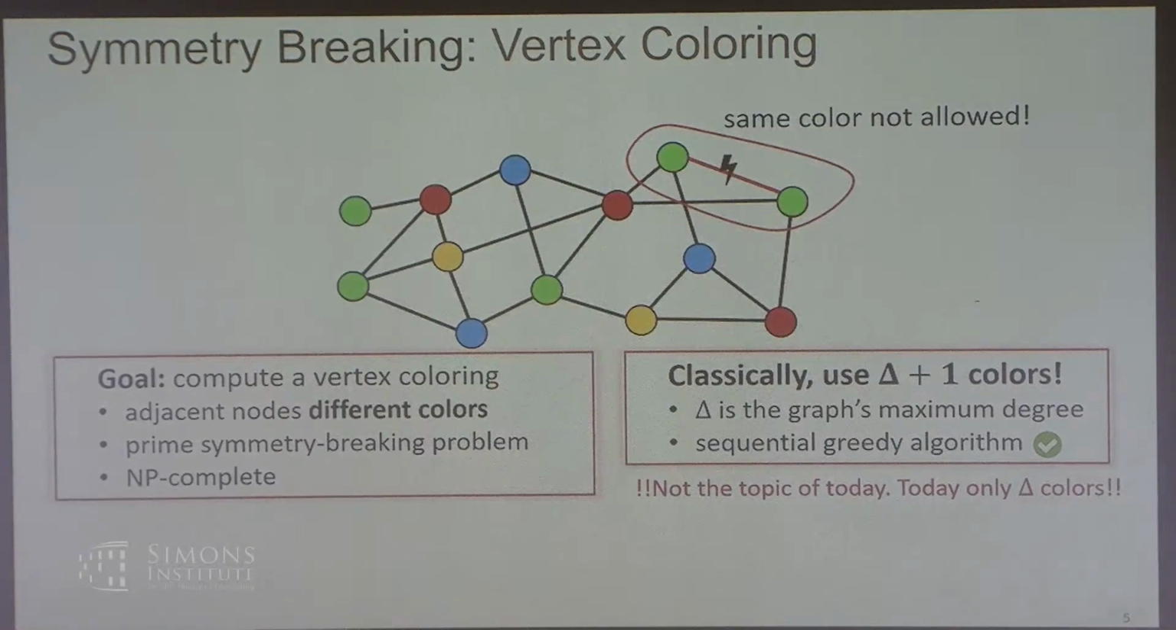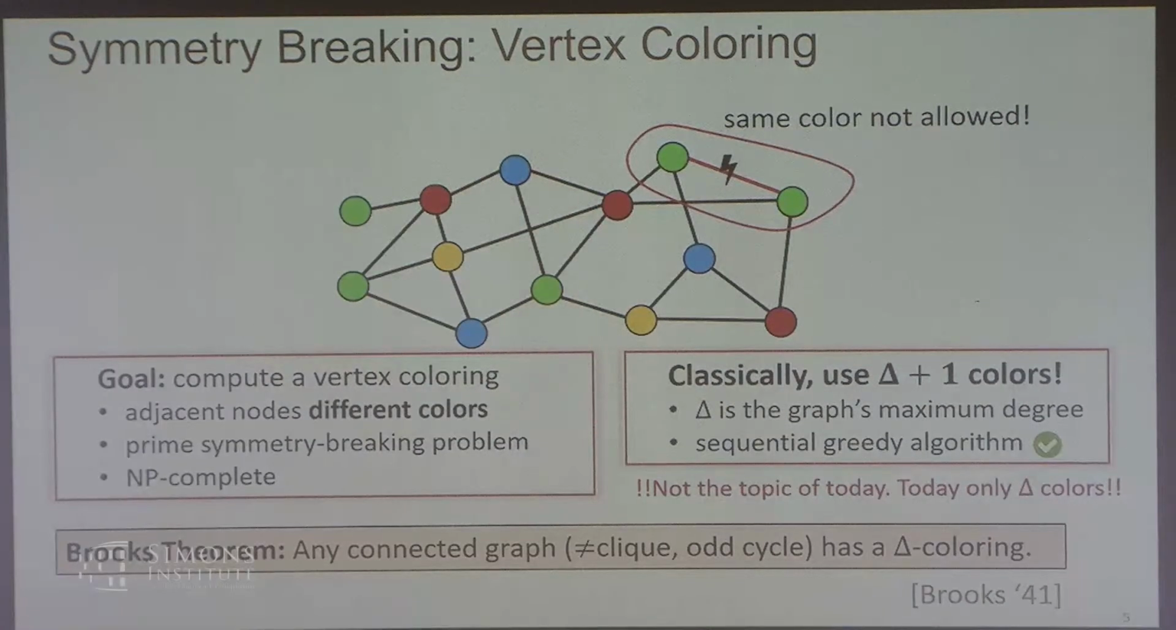But today, I want to color with one color less, where this does not hold anymore. You cannot just solve it greedily. But what we know from Brooks' theorem is that any graph that is connected, not a clique, and not an odd cycle has a delta coloring.